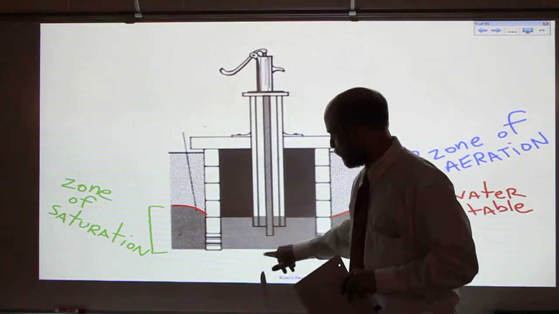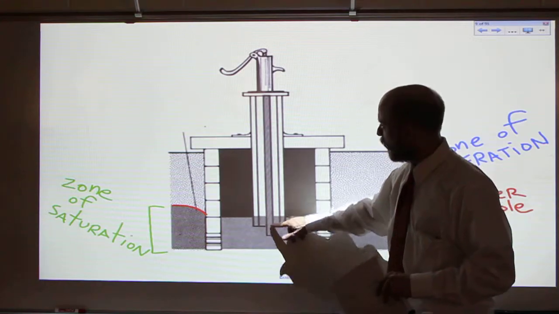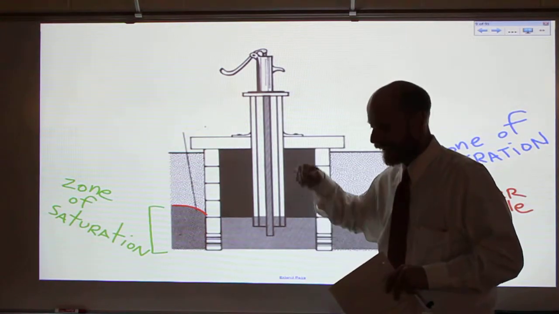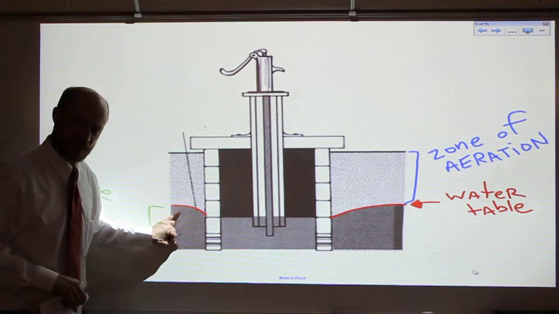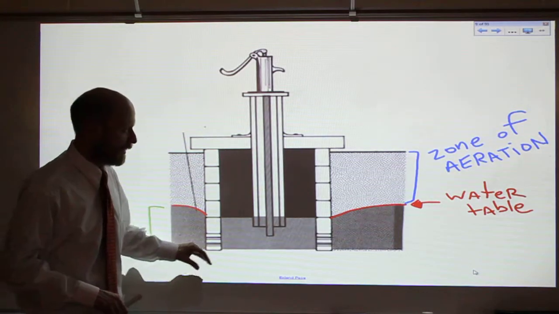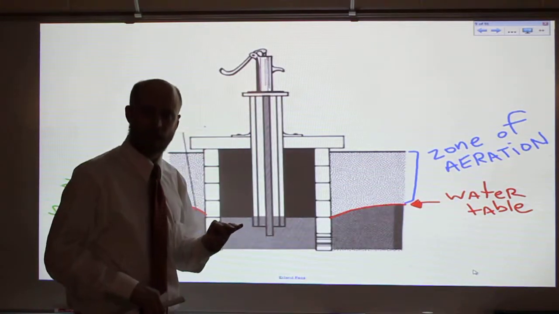But deep down in the ground, there is a spot. This would be the water table, and it has to go below, and then this pumps it up. This is the old-time hand pump wells. And what I'm labeling is that this is the zone of saturation. So this is, the ground is saturated here. And this is the zone of aeration. And then this is the water table.